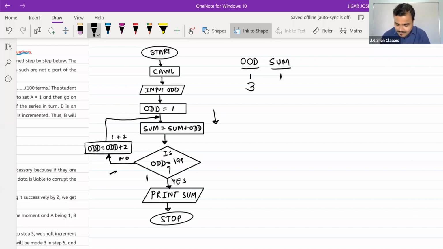So the odd value got converted to 3. The previous sum was 1. Yes, sir. The new odd value you got is 3. Yes or no? So the next sum will be 4, sir. Agree? Understood, my dear chartered? Array response, the output response.